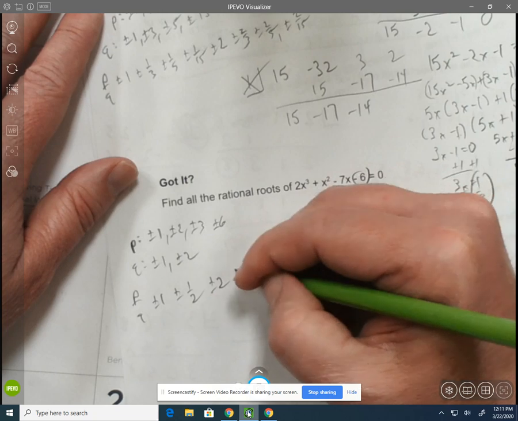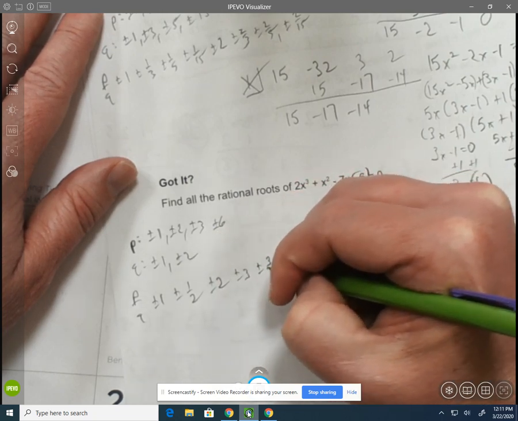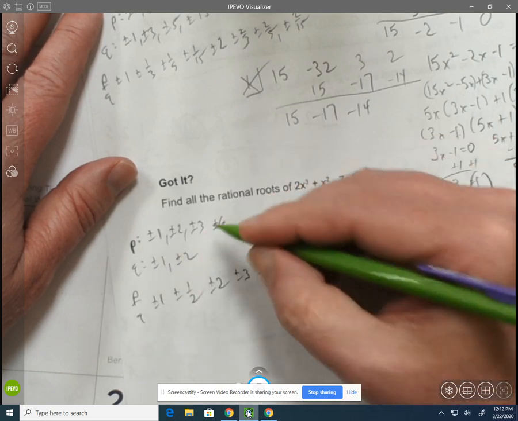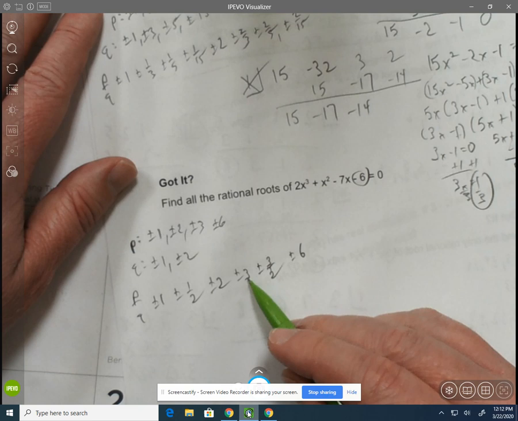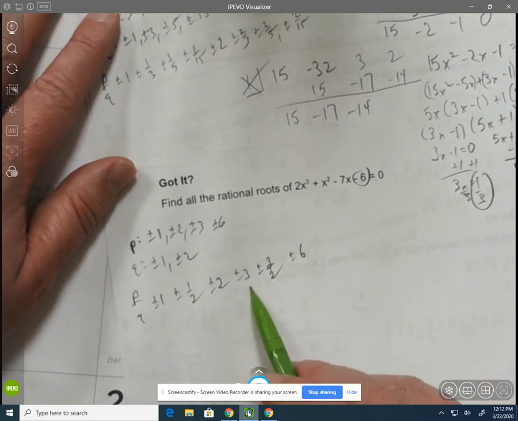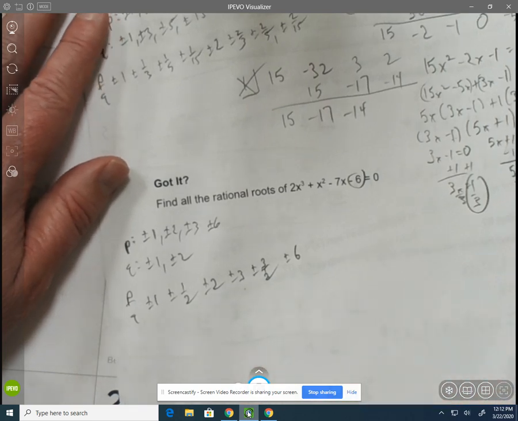I can go 3 over 1 or 3 over 2. And I can go 6 over 1 and 6 over 2, but 6 over 2 is just 3, so I've already got that listed. So my list isn't too bad. 1, 2, 3, 4, 5, 6, and then all the negatives. So I got 12 different possibilities.